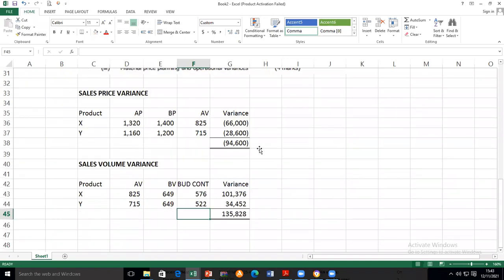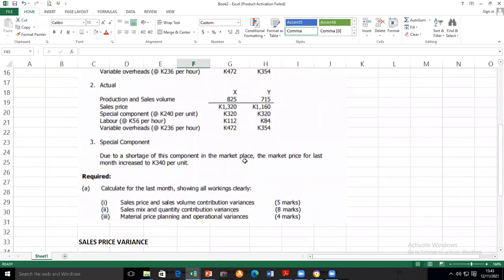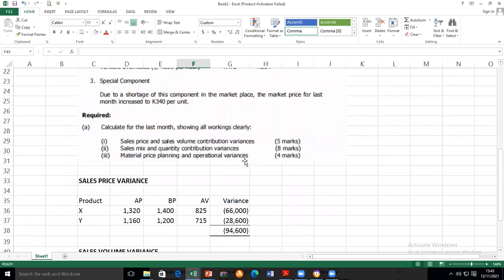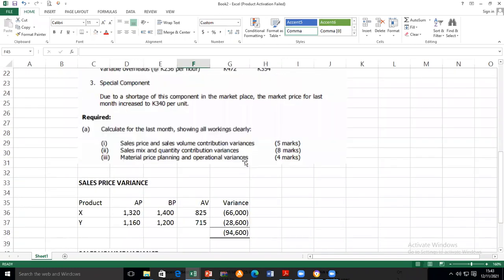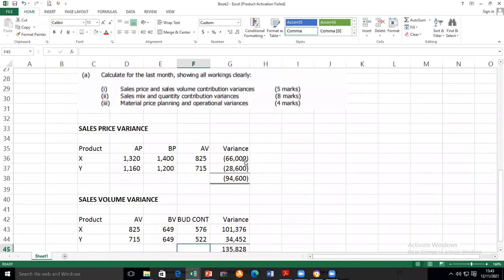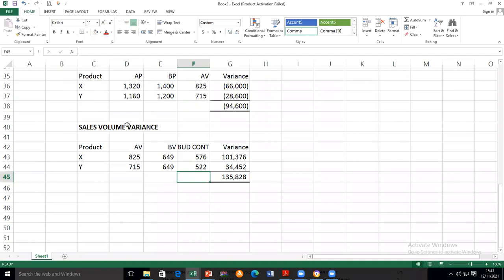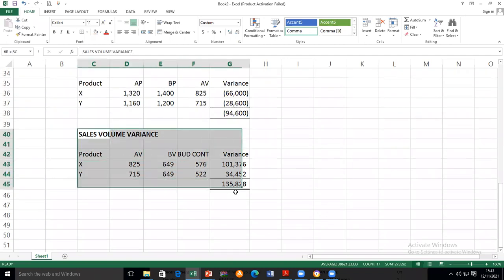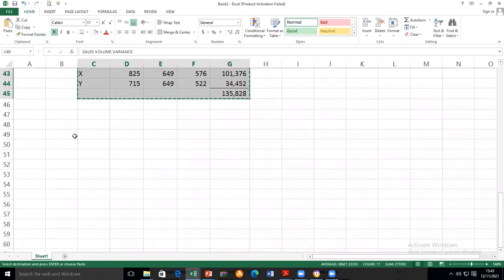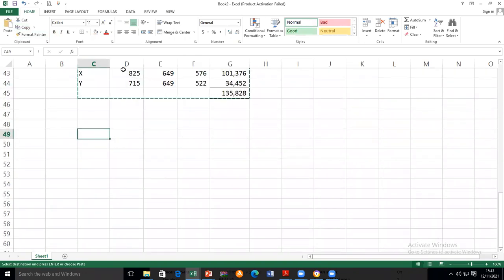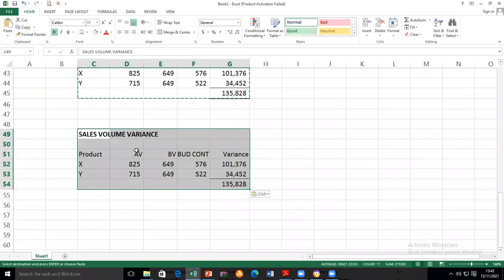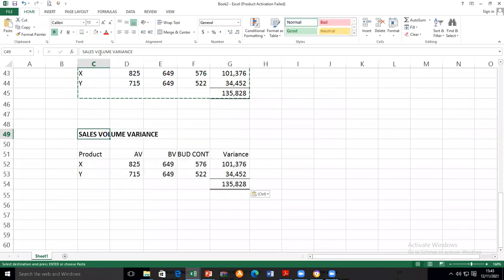Let's move to the next item. Now, who remembers sales mix and quantity variance? Which variance are we breaking down? The volume variance. Yes.